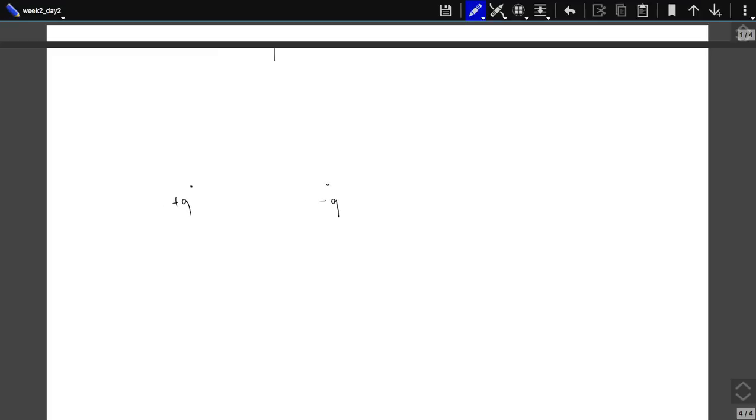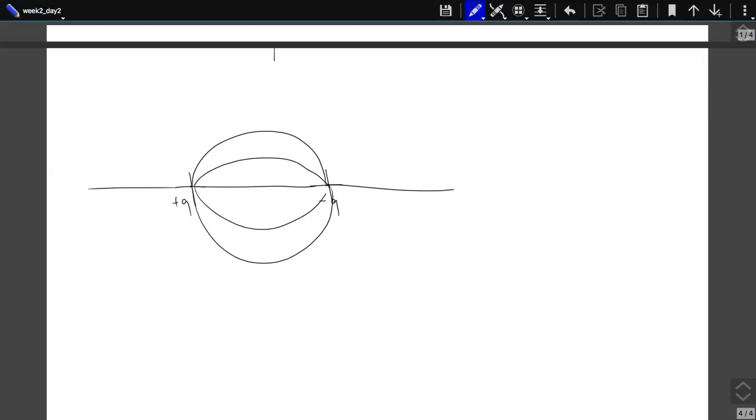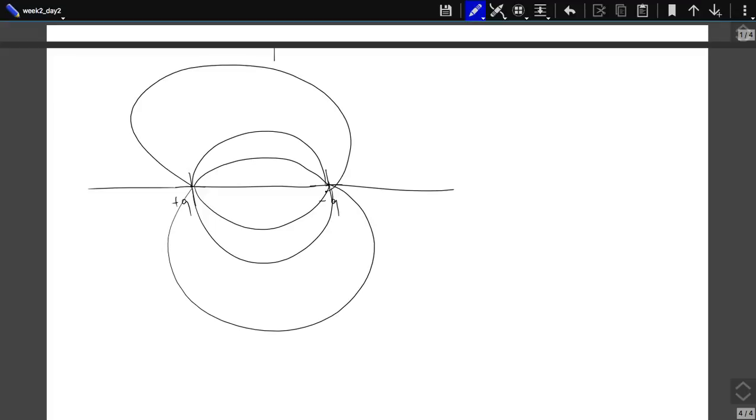Plus Q, minus Q. Let me just draw 4. So these will be the electric field lines. Let me draw 4 more. And these are the directions of the electric field lines. Do you agree?